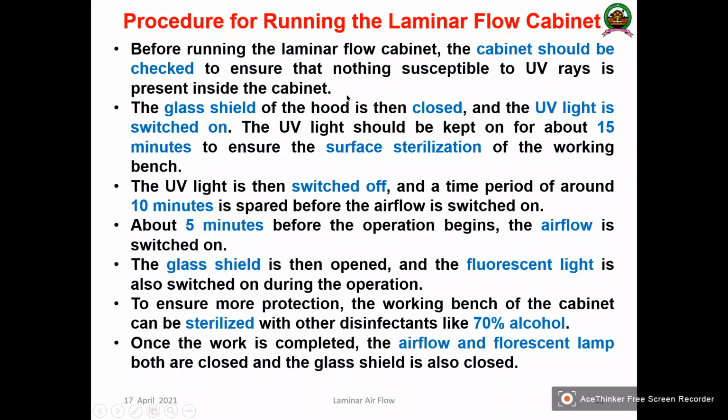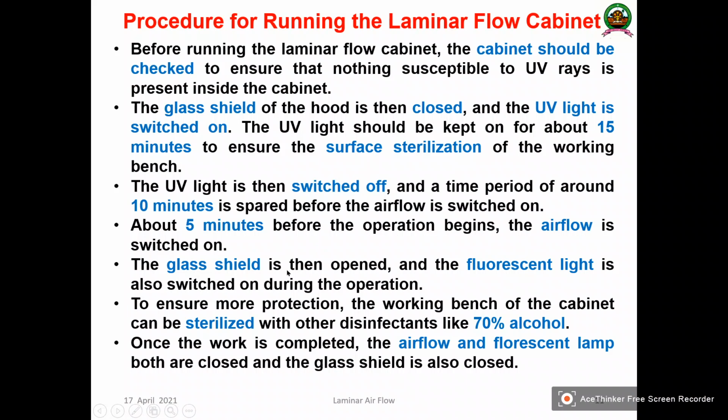The glass shield of the hood is then completely closed, and the UV light is switched on. The UV light should be kept on for approximately 15 minutes to ensure surface sterilization of the working bench. Then the UV light is switched off and a period of around 10 minutes is allowed before the airflow is switched on. About 5 minutes before the operation begins, the airflow is switched on.